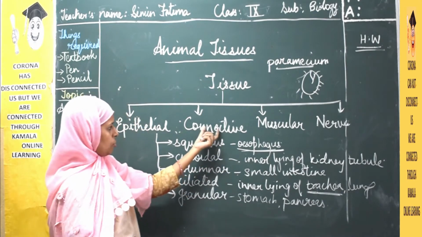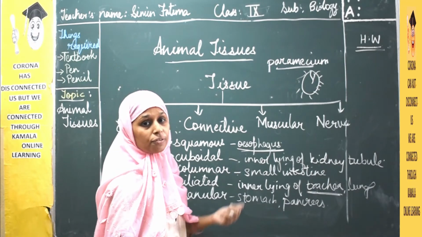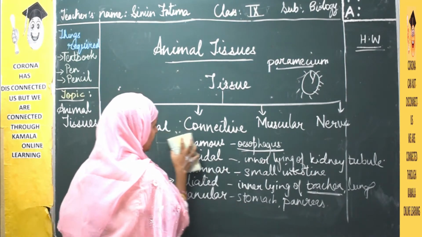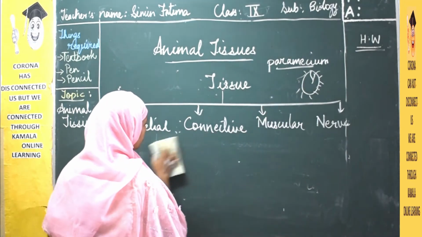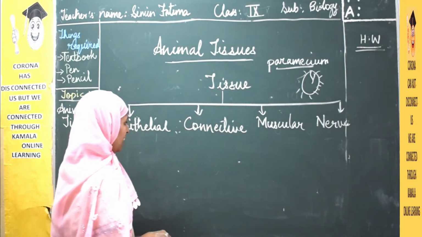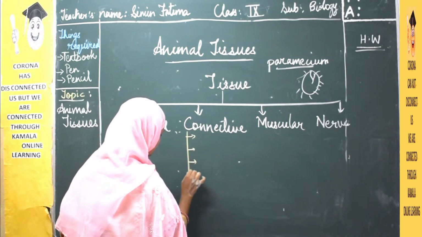Okay. Next type of tissue you can see is what? The connective tissue. The connective tissue is of 7 types. Okay, we'll be reading about that. We'll be reading in detail about the connective tissue. Okay. Now the connective tissue is of 7 types.